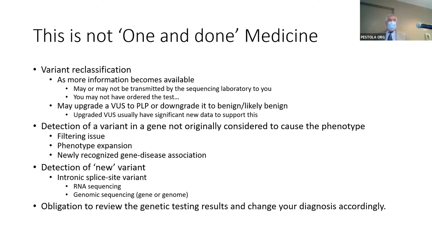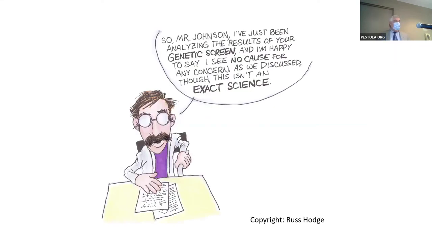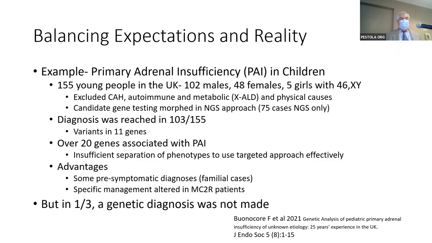Reclassification, upgrades, downgrades. Most of the time it's a downgrade. Only 9% of the time is it an upgrade to disease, but there's better filtering, and this goes back to reinterpretation of the data. In some cases, you'll find something new, like splice site variants. There's a paper that I'm on that just got accepted, novel splice site variant in a novel disease. So this is really the summation. We've been analyzing the results of your genetic screen, and I'm happy to say there's no cause for any concern, as we discussed, although this isn't an exact science. So you balance the expectations.